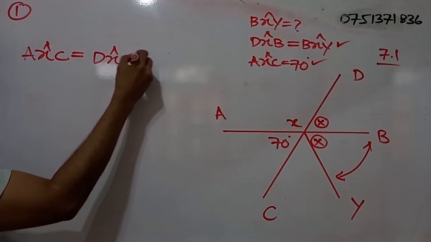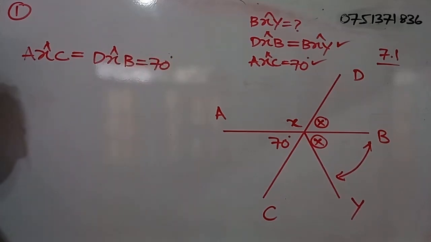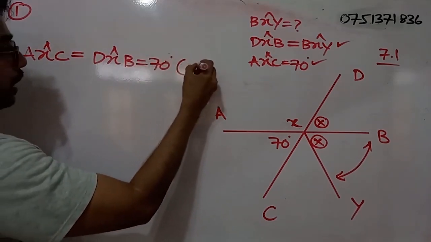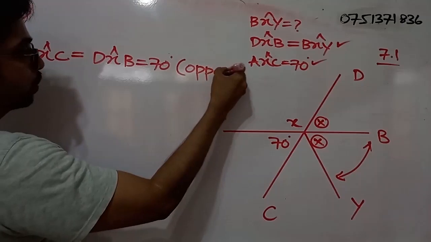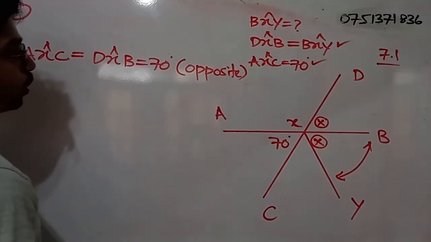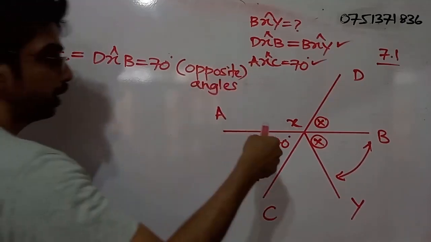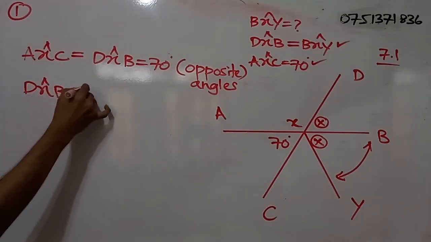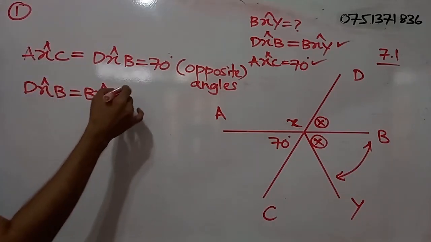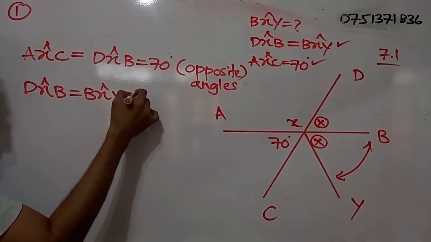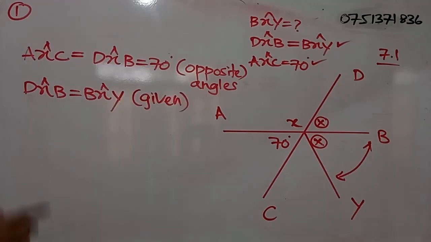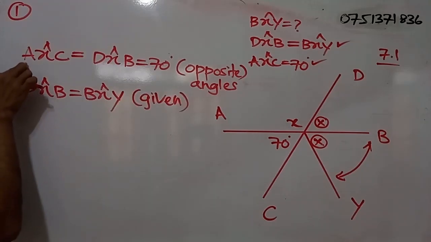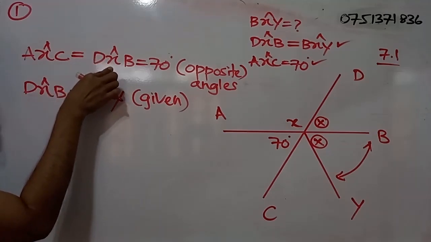DXB is equal to 70 degrees. What is the reason? Vertically opposite angle. So I'm just going to put opposite angles. This angle and this angle. But DXB is equal to BXY. Why? That is given, no? Right? So we know that AXC is equal to DXB.